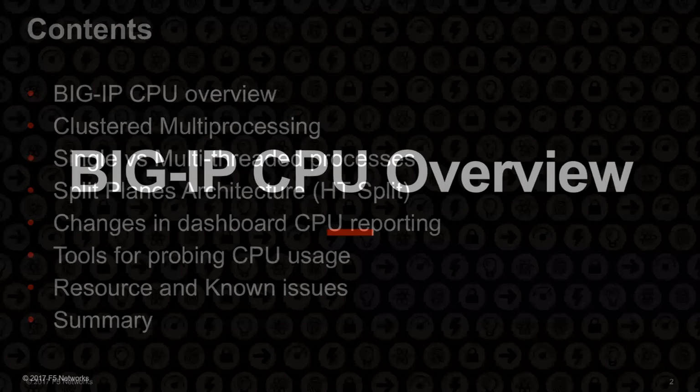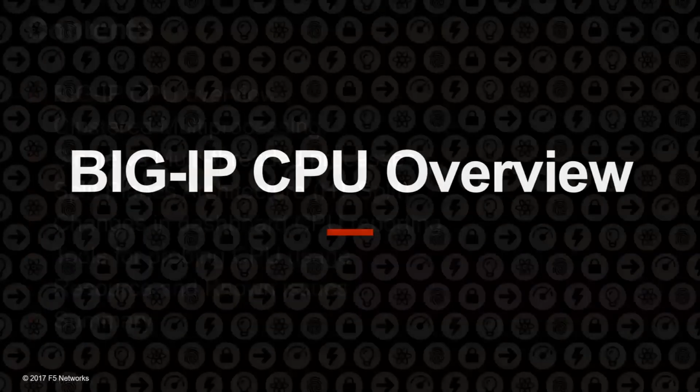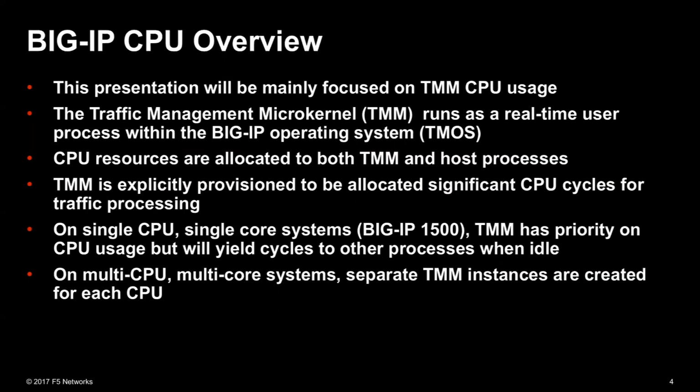So let's get started with the overview. This presentation will be mainly focused on the Tmm CPU usage. You will need to know that the Tmm runs as a real user process within the Big IP operating system. The CPU resources are allocated to both Tmm and host processes. The Tmm is explicitly provisioned to be allocated significant CPU cycles for traffic processing.